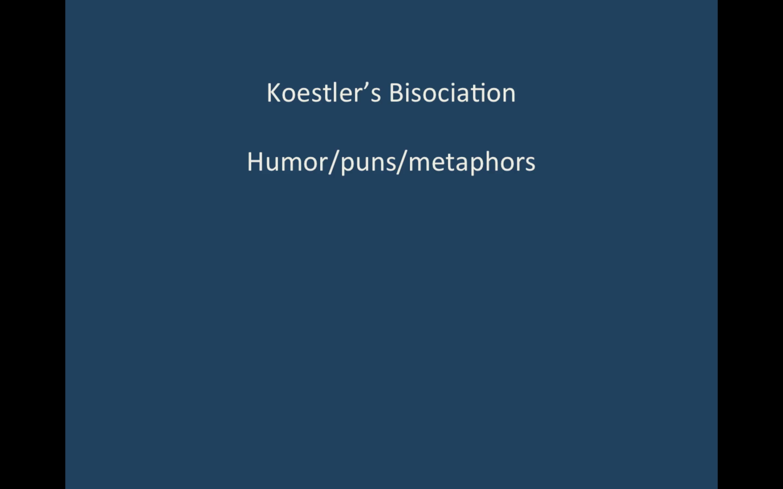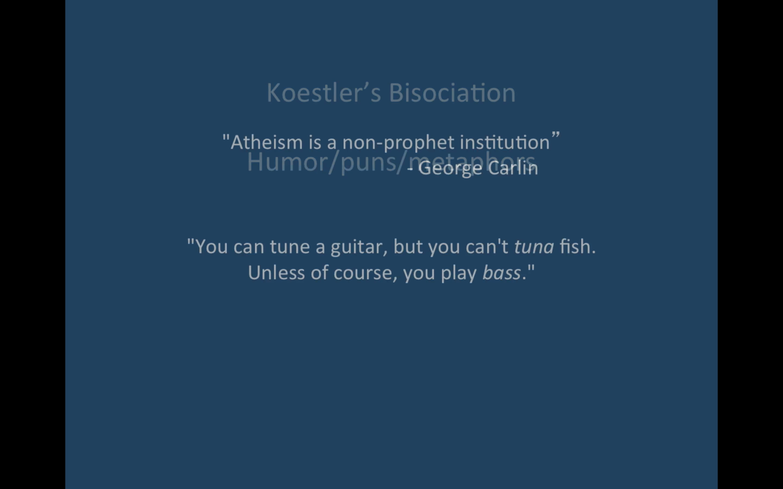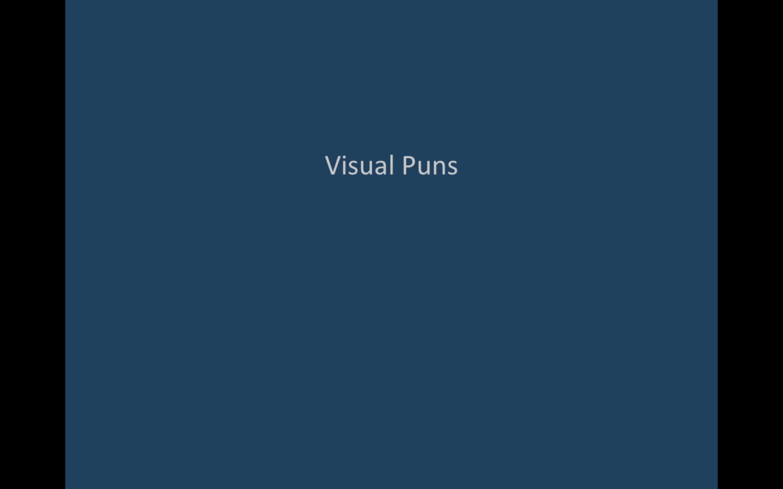But Koestler's bisociation theory also extended this concept beyond creativity and looked at how pervasive it is in our culture and in our everyday world. In particular, he noticed that humor and puns and jokes rely a lot on two frames of reference combining with each other, whether that's verbal or visual. For example, here's some verbal puns. And here are some visual puns.